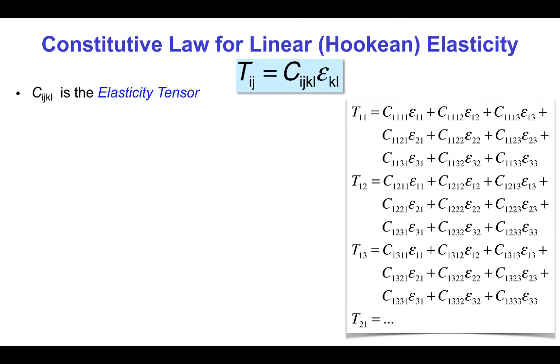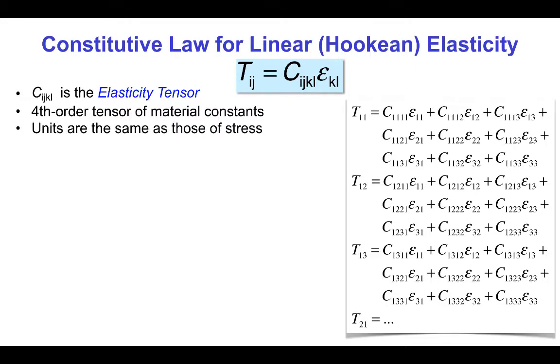So Cijkl is called the elasticity tensor. It's a fourth order tensor of material constants, and its units are the same as those of stress because the Cauchy strain is dimensionless. 3 to the power of 4, or 81, components.